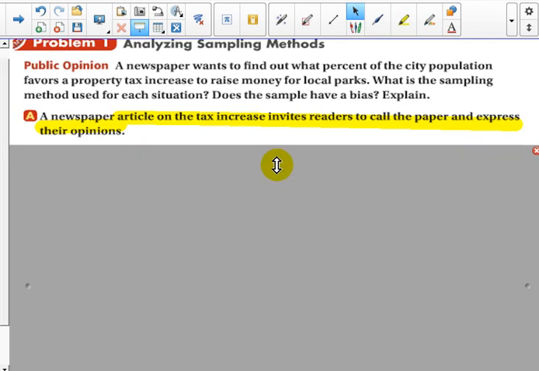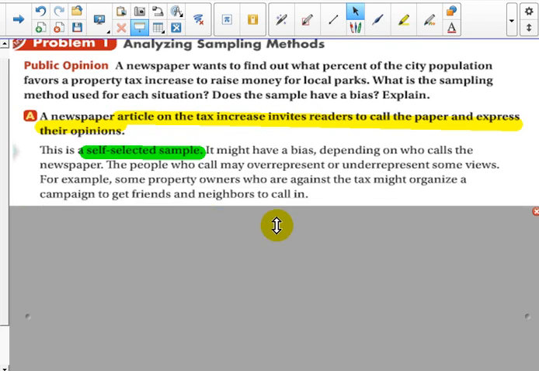But just as they write it, there's no bias. It says this is self-selected. It might have bias depending on who calls the newspaper. The people who call may overrepresent or underrepresent. For example, it might have been something that caught the attention of all the homeowners who don't want an increase, right?